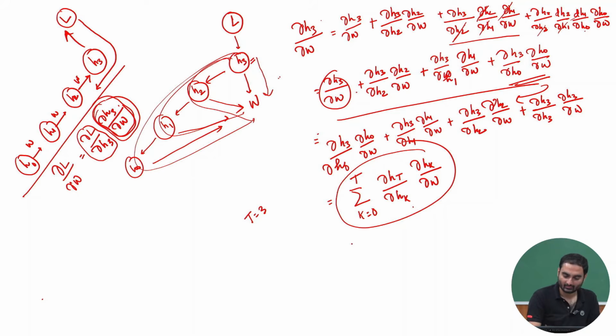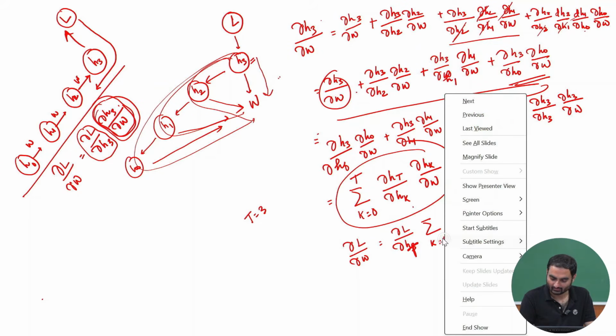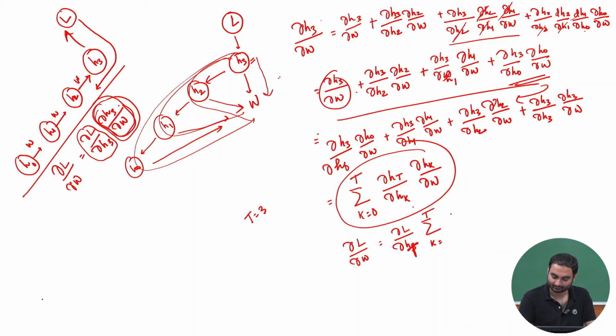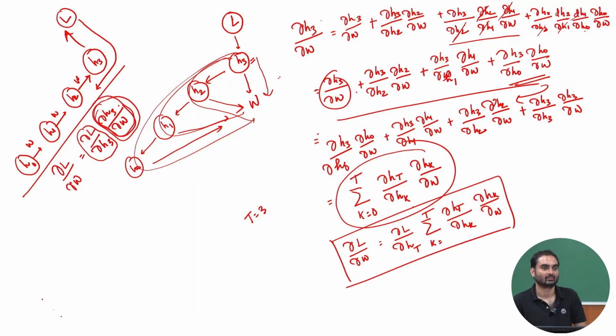So ultimately, what is dL/dW? This is dL/dHt, times the sum over k equals 0 to t, let's make it generic, of dHt/dHk dHk/dW. So this is the final formula.